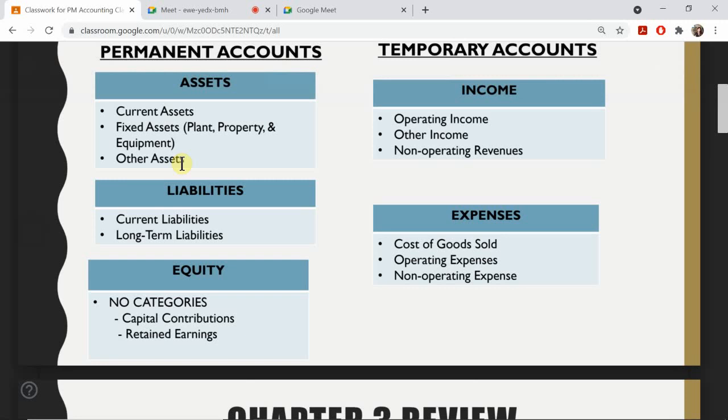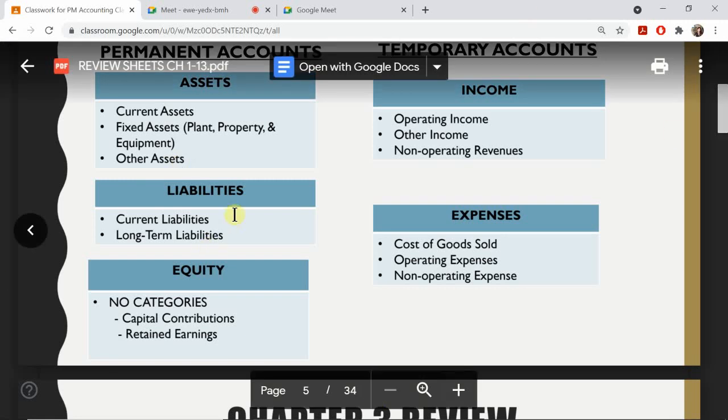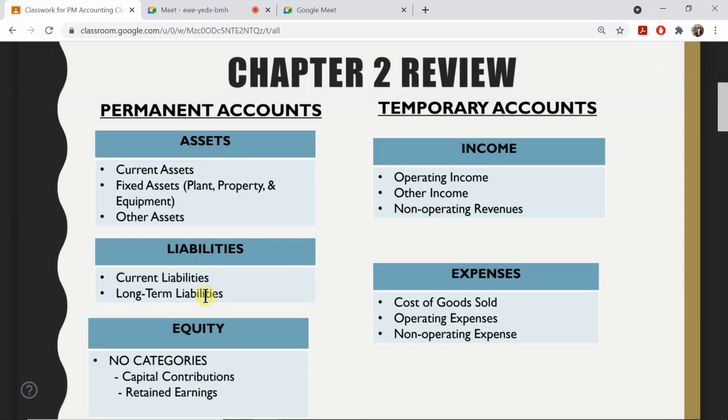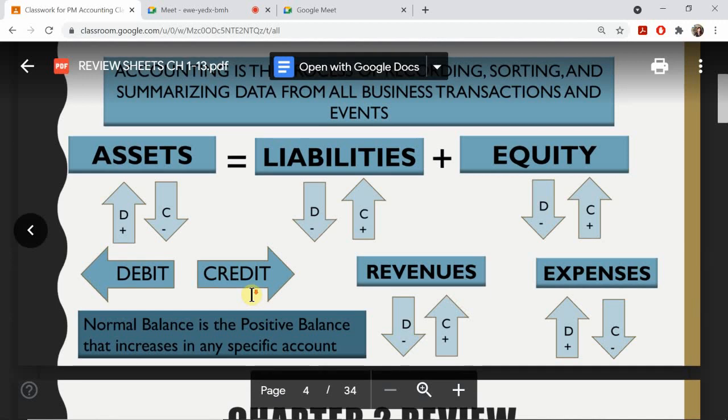I will ask you again on this exam. For income or revenues, whichever one you want to use, there's operating and other/non-operating. And again, for expenses, there's cost of goods sold, operating expenses, and non-operating expenses. These are very important because I will be giving you a scenario where I give you an account and the description, and you need to determine the account type, the category, and the normal balance. So that is what your task is for chapter 2.